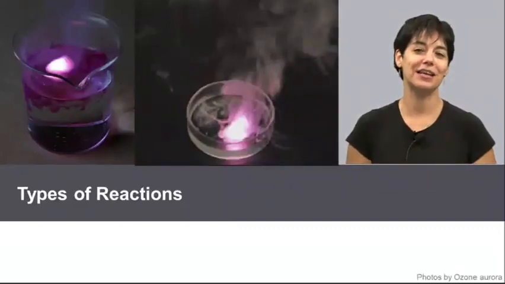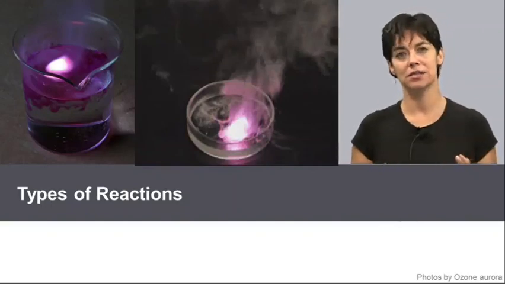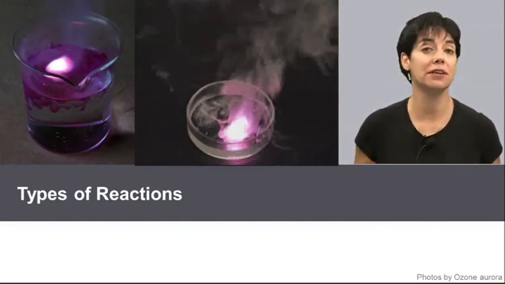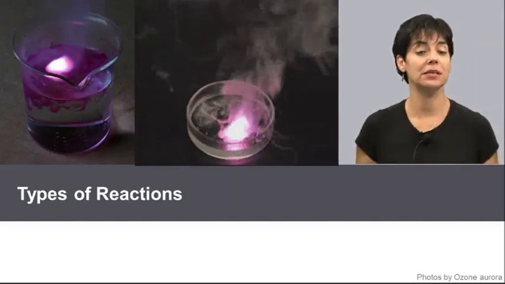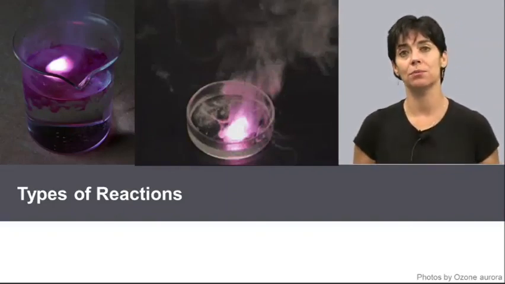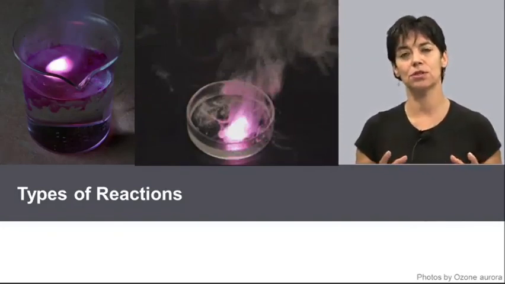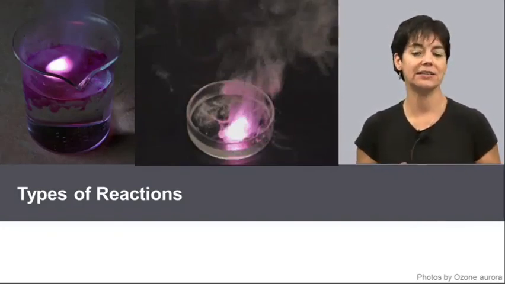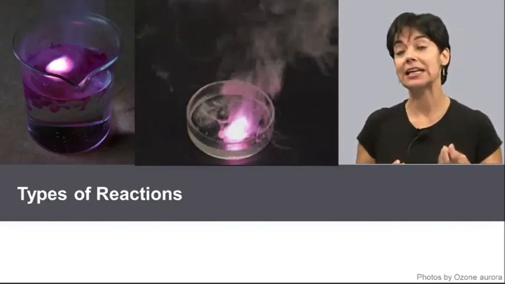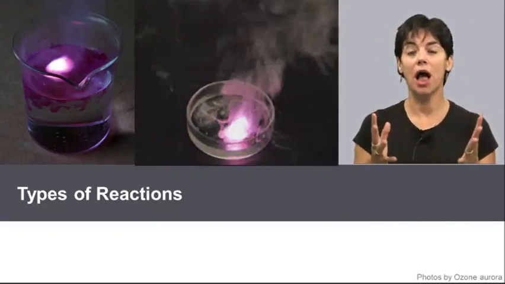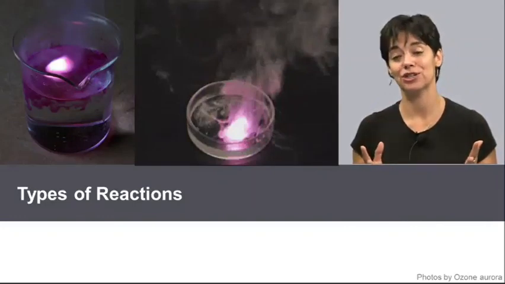Types of reactions. Chemical reactions come in lots of different forms. Many of them have very obvious evidence that a chemical reaction is taking place. In our picture, we see that we've got potassium and water. And the potassium is so reactive with the water that it creates a hydrogen gas and a very high heat. That heat ignites the gas, creating a flame and an explosion. Obvious evidence of a chemical reaction.